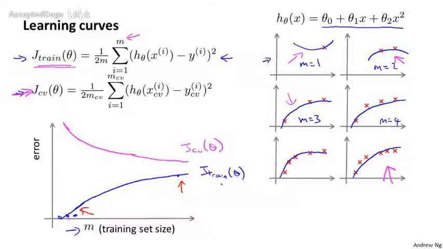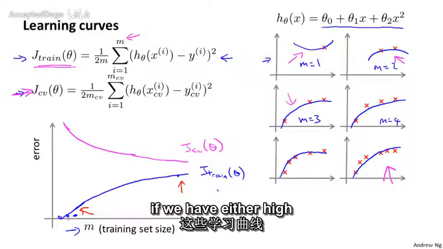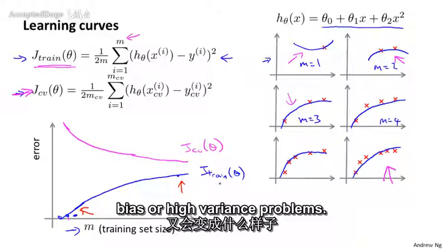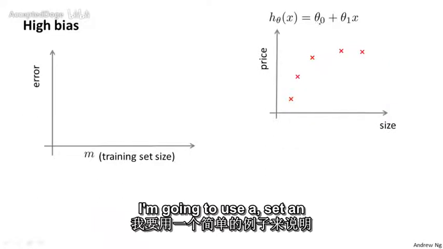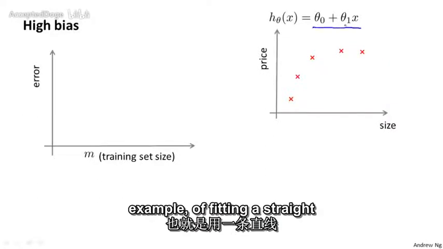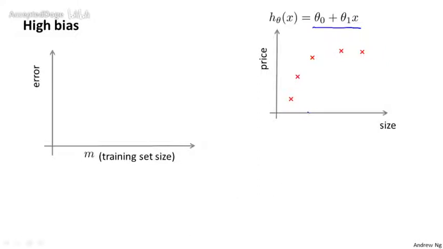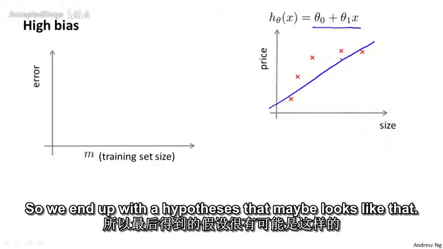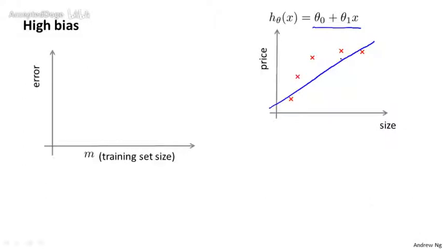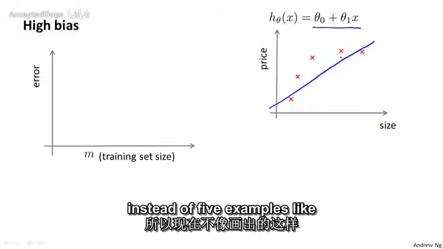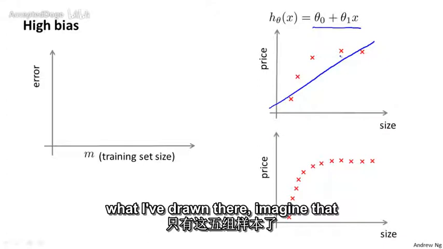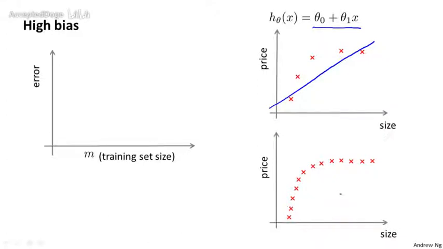Now, let's look at what the learning curves may look like if we have either high bias or high variance problems. Suppose your hypothesis has high bias, and to explain this, I'm going to use our standard example of fitting a straight line to data that can't really be fit well by a straight line. So we end up with a hypothesis that maybe looks like that. Now, let's think what would happen if we were to increase the training set size. So if instead of 5 examples like we've drawn there, imagine that we have a lot more training examples.